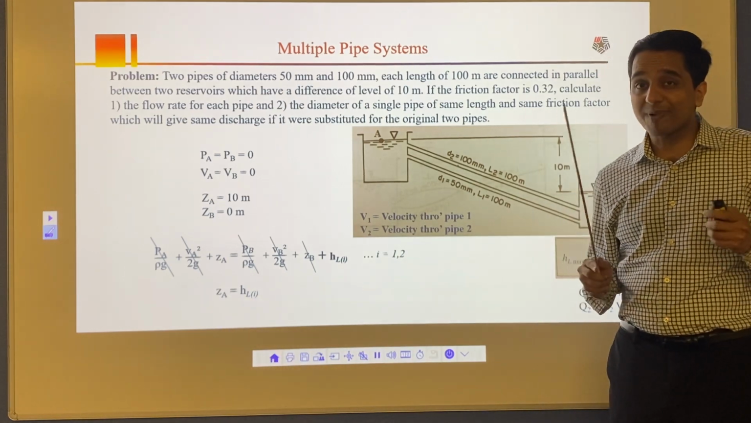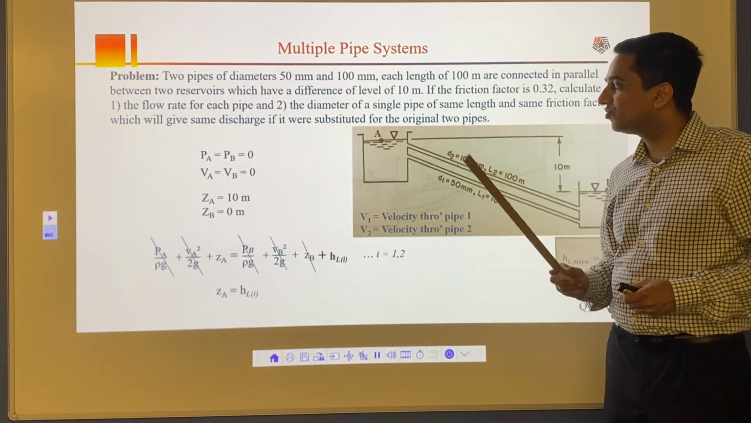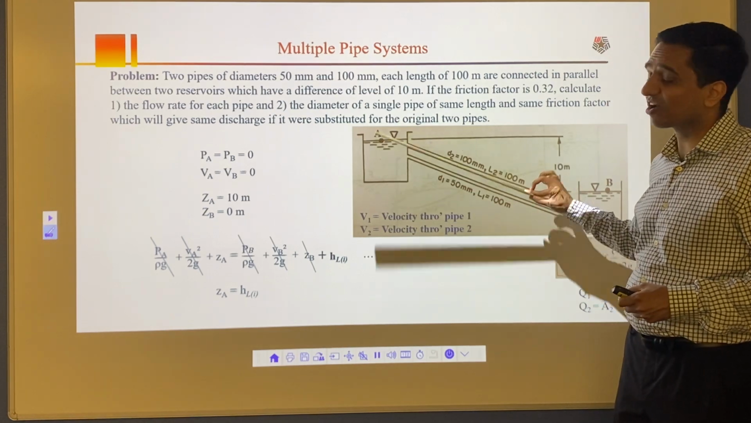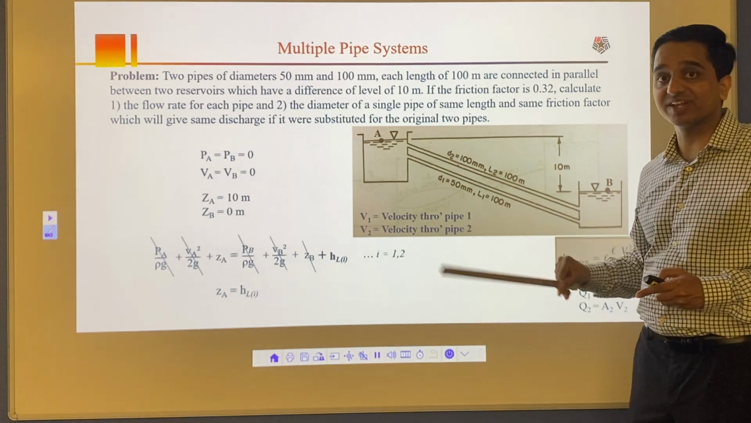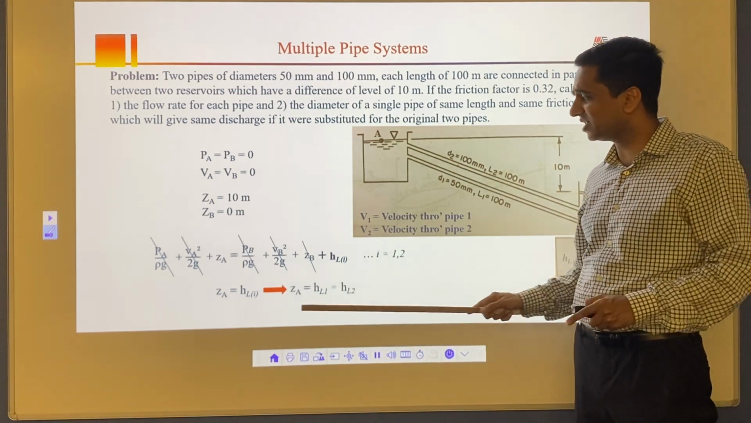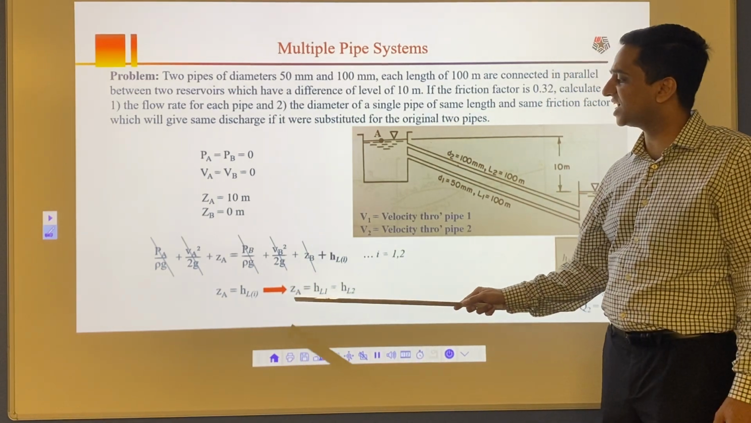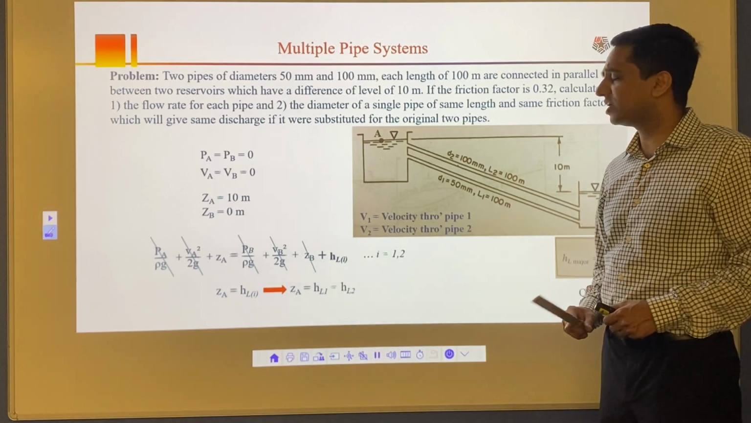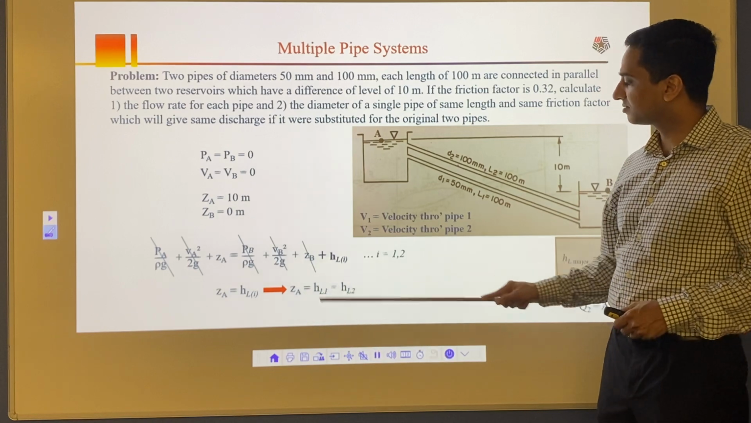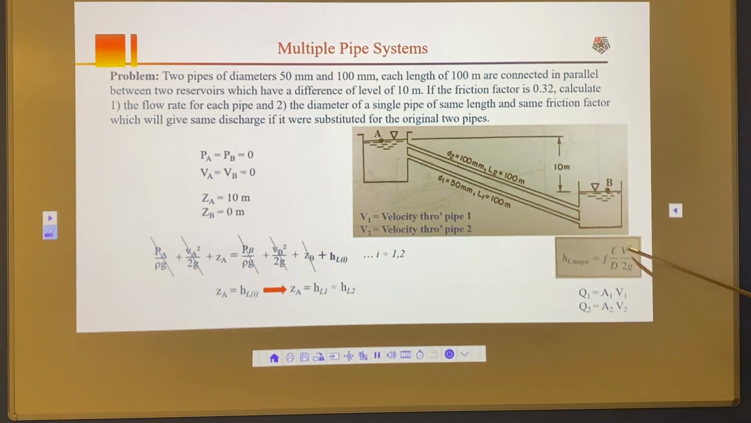Now for parallel flow, the head losses are always equal. It means whatever head loss here will be equal to head loss here. That's for parallel flow. It does mean I can write this equation as ZA is equal to HL1 equal to HL2. This is very important. Once you have that, you can calculate velocity V1 and V2.